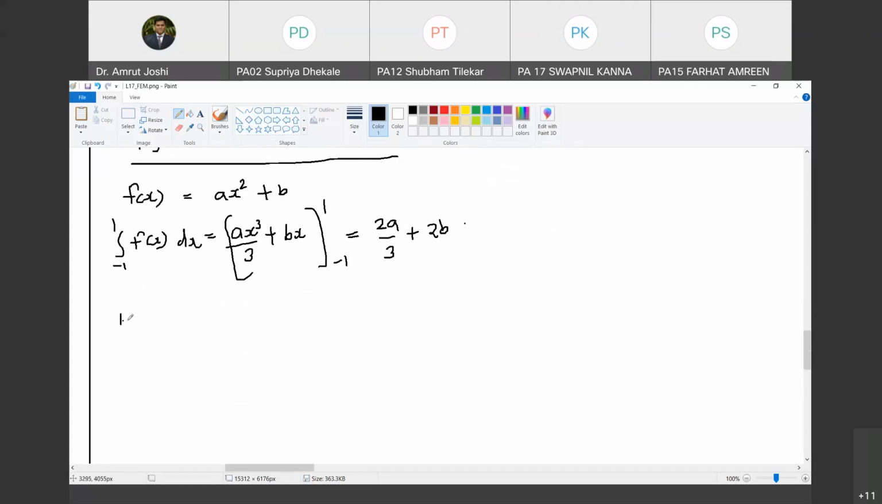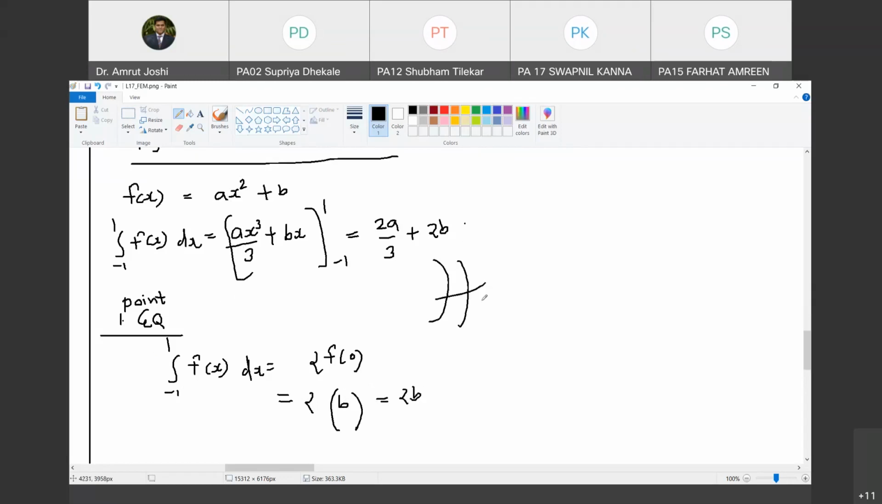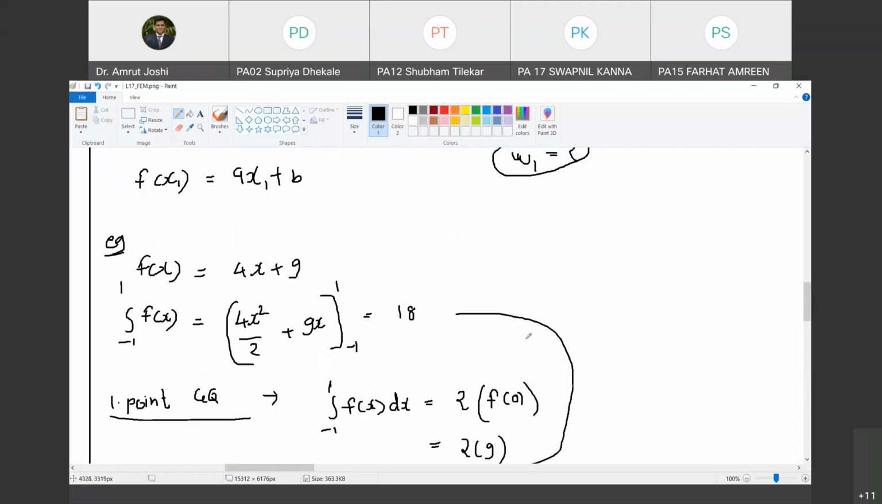Now let us use 1 point Gauss quadrature. What does it yield? As per this, the integral from minus 1 to 1 of f of x dx must be equal to w1, that is 2, into f of 0. Do you agree with me? Yes, sir. Which is equal to 2 times f of 0. F of 0 is how much? B, which is equal to 2b. These two are not equal.